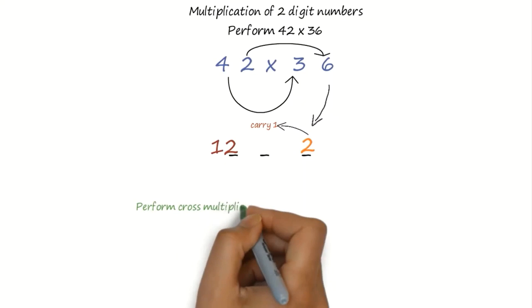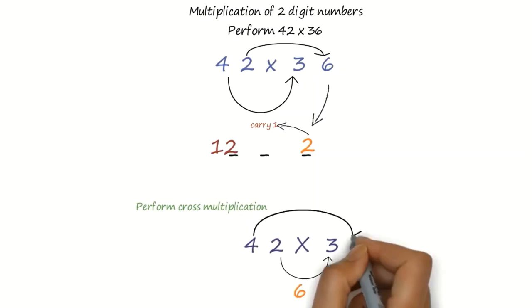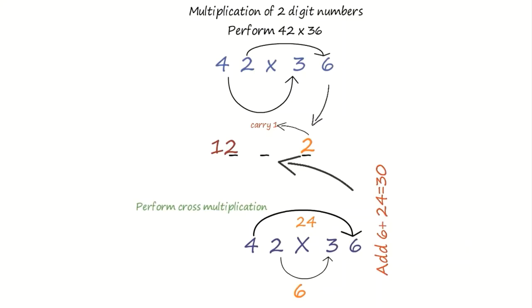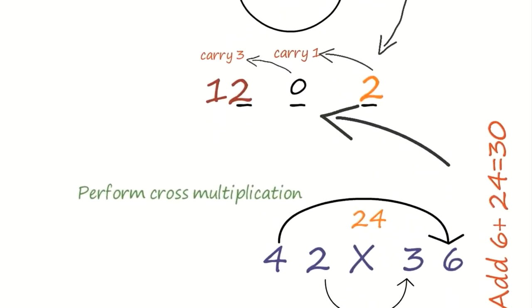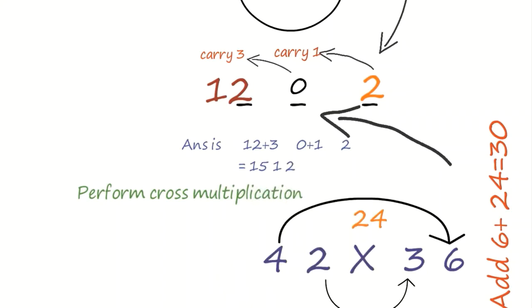Now to fill up the middle blank, perform cross multiplication. Perform 2 into 3, that is 6, and 4 into 6, that is 24, and add them, which will give you 30. Put unit place number 0 in middle blank and 3 will be carry. So the final output will be 12 plus 3, 0 plus 1 and 2. So 1512 is the result of 42 into 36. Just looking at a two-digit number multiplication, you might think the trick is of not much help. But trust me, with practice, this trick will prove to be very beneficial.